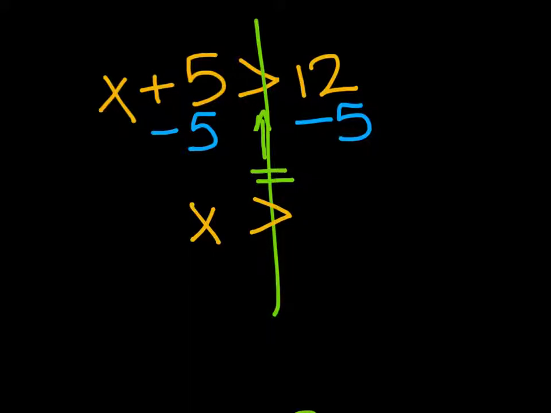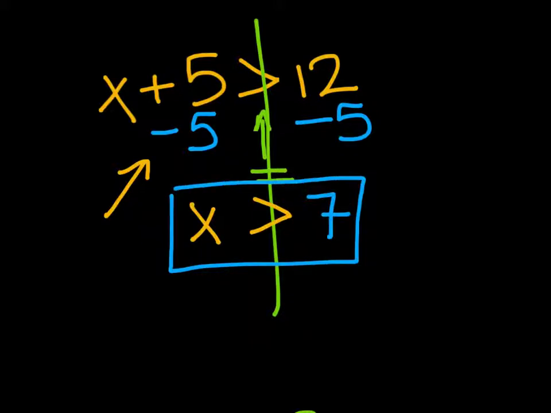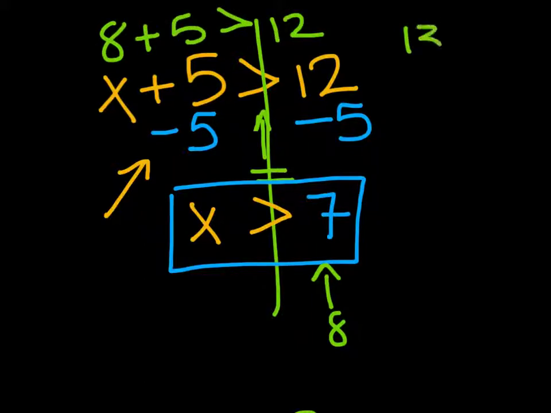So if we added something to a number x, we could then also subtract it. This operation undoes the other operation. So 12 minus 5 is 7. So our answer to this particular inequality is x is greater than 7. If we wanted to check this inequality, we could pick a number that's greater than 7. We could pick 8. So 8 plus 5, is that greater than 12? Yep, 13 is greater than 12, so we have solved that inequality.